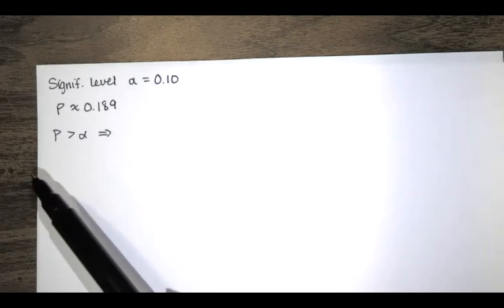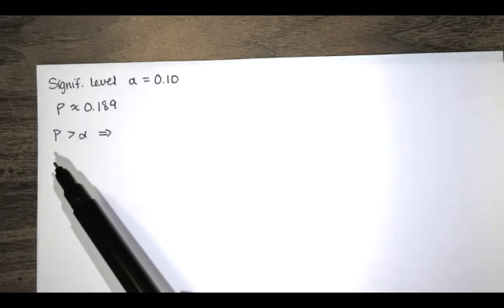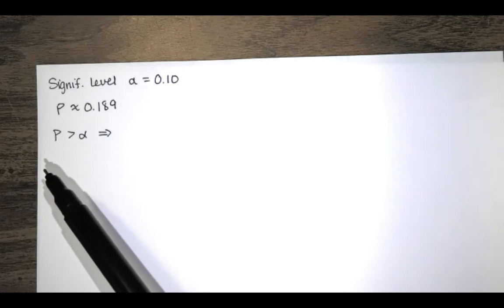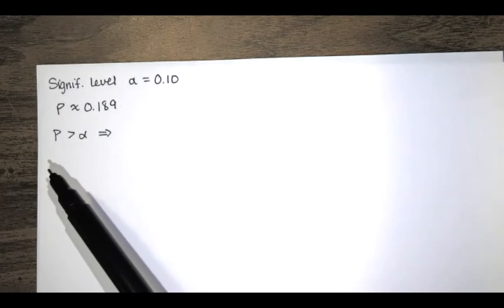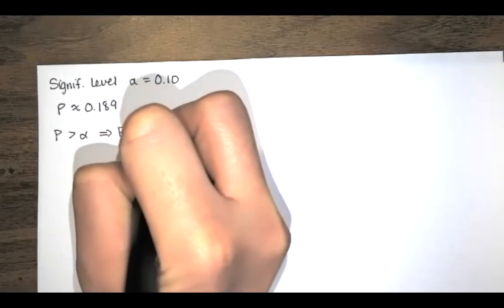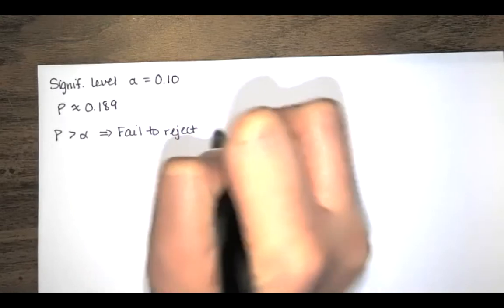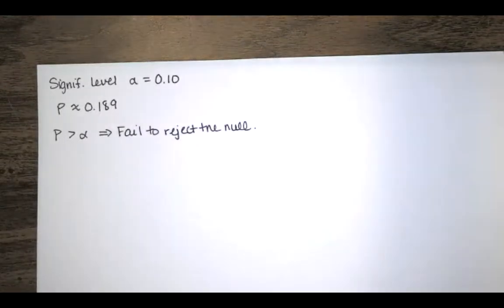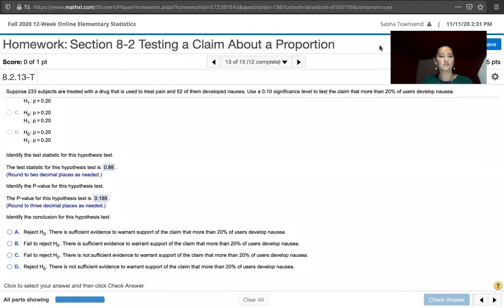18.9% chance of something happening. Well, that could happen. So if that's not that rare, that means we don't have enough evidence to reject the null hypothesis. It doesn't mean that the null hypothesis is necessarily true. So we're not necessarily saying that the true population proportion is 20%. But we are saying that we don't have enough evidence to suggest that it's not 20%. So here we're failing to reject the null. And let's go back to my lab statistics and choose that answer. Okay, so we fail to reject the null.